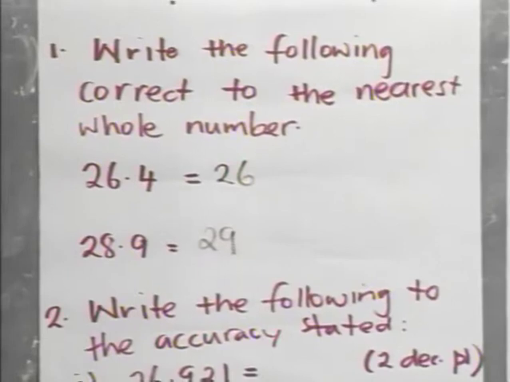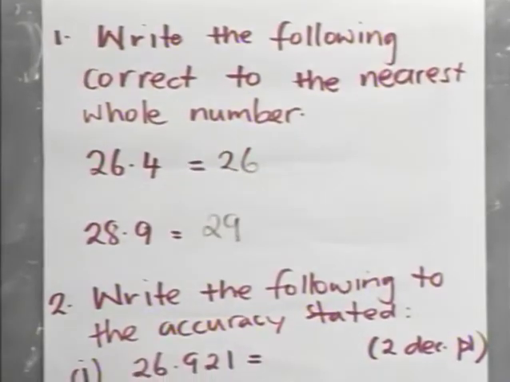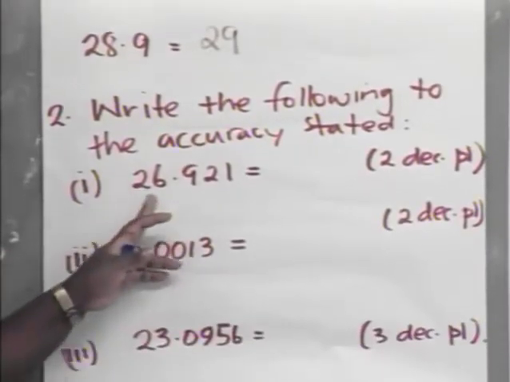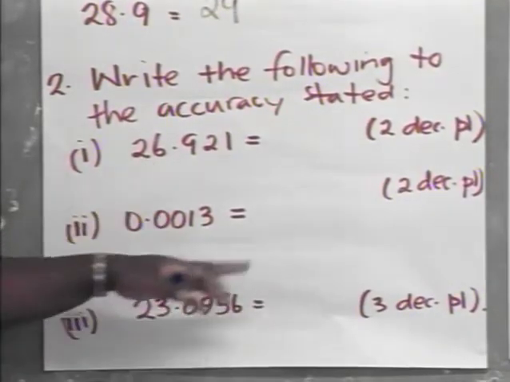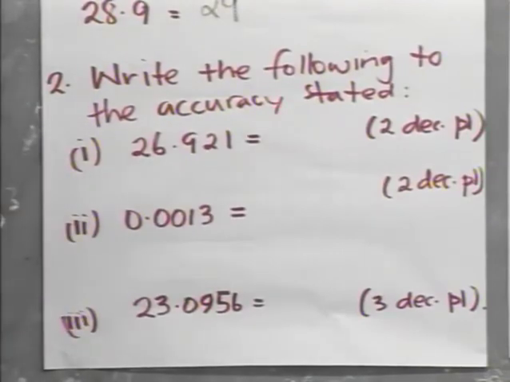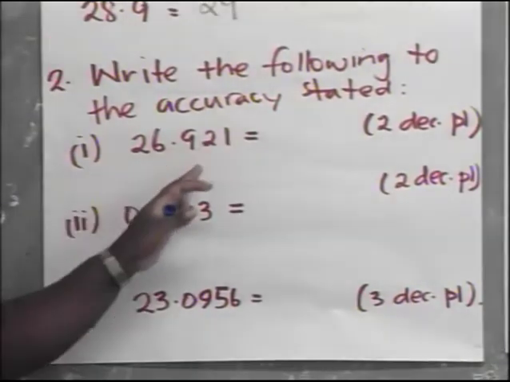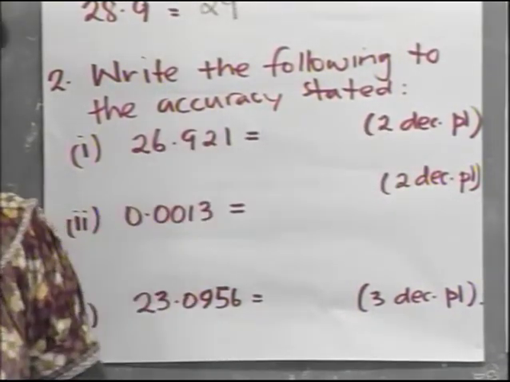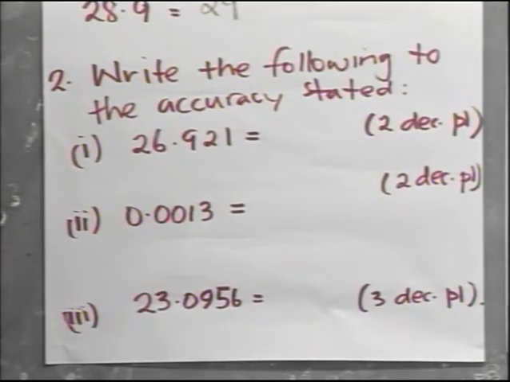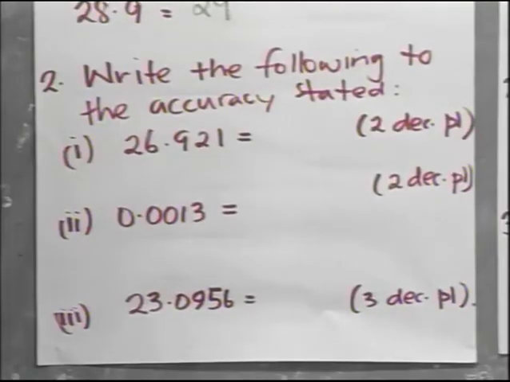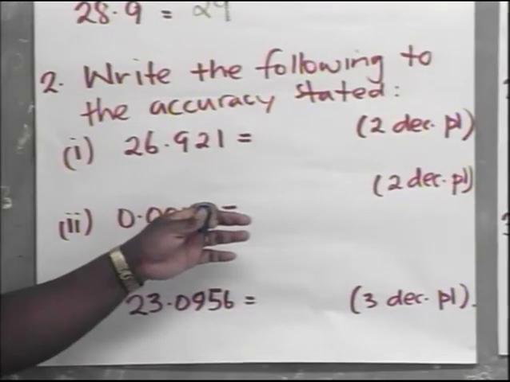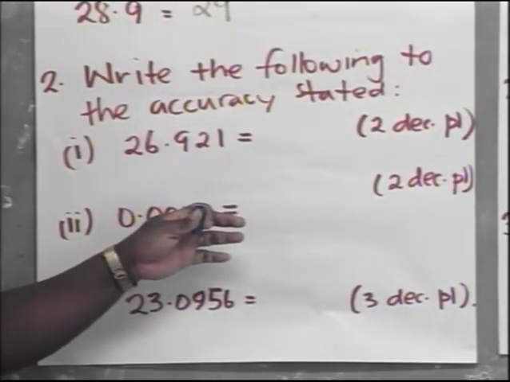Okay, you're all experts in this. Next one, write the following to the accuracy stated. Example 1 to 2 decimal places, okay? Siegfried, you tell me what I am to do if I wanted to change this number to 2 decimal places. You look at the third number after a decimal place. If it's more than 5, you change the second decimal place number, and if it's less than 5, it remains the same.